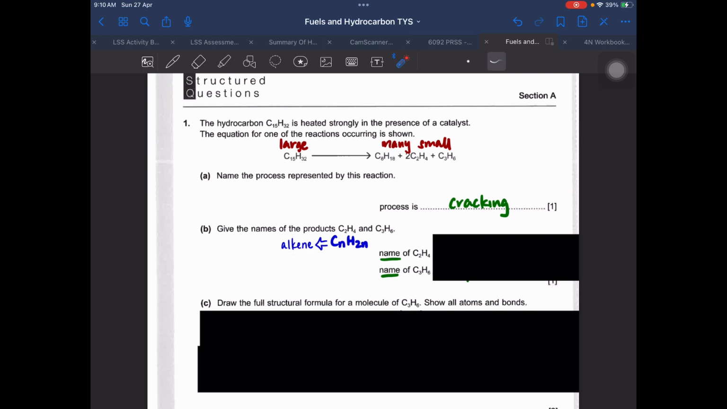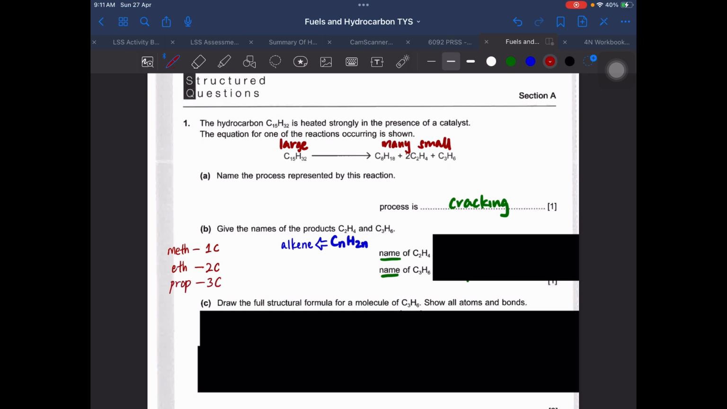Alright, so if it's an alkene, the next question is, if it's 2 carbon, if it's 3 carbon, what will be the name of the chemical? So a bit of a recap now. We know that if a chemical has only 1 carbon, we start the name with meth. If it has 2 carbon, we start the name with eth. If it's 3 carbon, we start with prop.